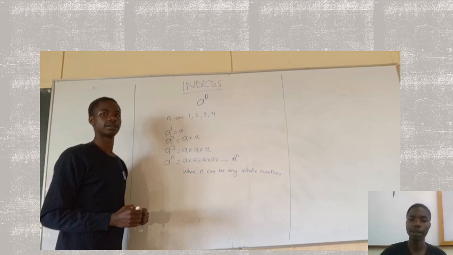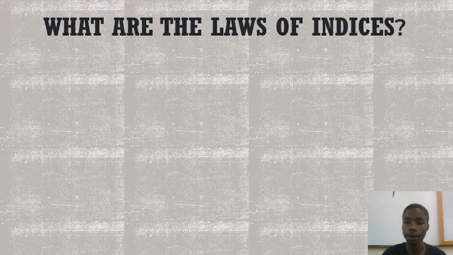Now, as you have seen there, we multiplied a by itself 5 times, and the simplest way to write that is a power 5. And you have seen that indices are the numbers used to represent how many times a number is multiplied by itself. They can be positive, they can be negative. It all depends on how it comes. Now, we are going to talk about the laws of indices.